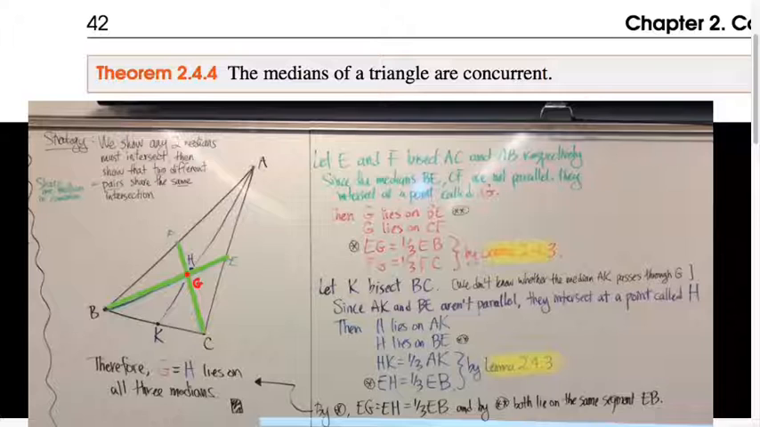And then what we know about G is that it lies on each of those two medians, and then also, by lemma 2.4.3, that it trisects each of those two medians.